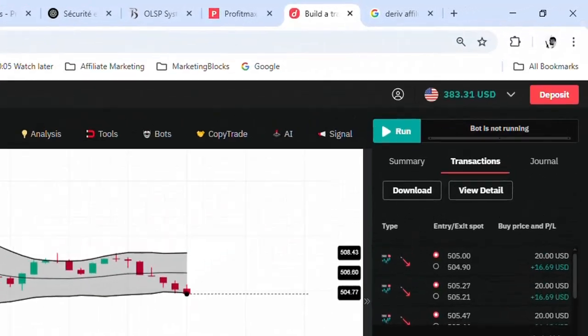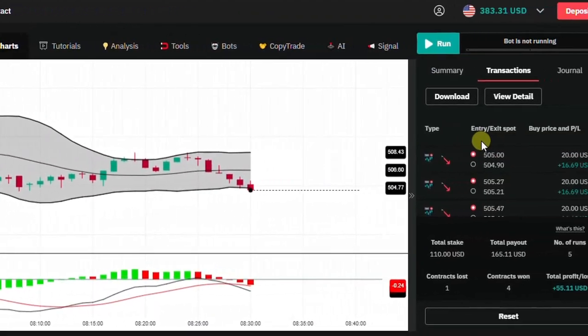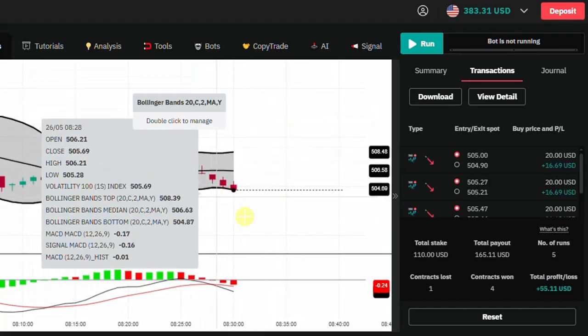Okay, so you can see the setup is very clean, and you can actually see your bot trading here. At the same time, you can also see your chart and what is happening on the left side.